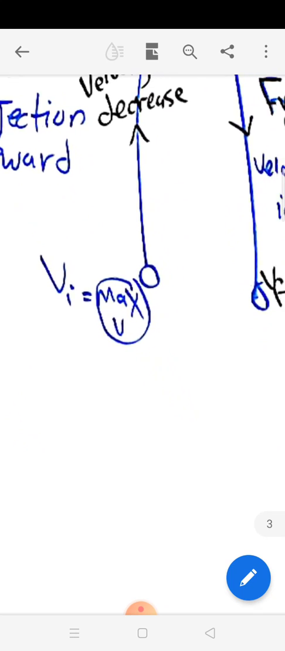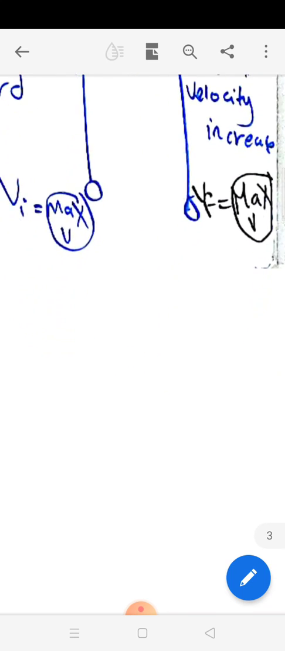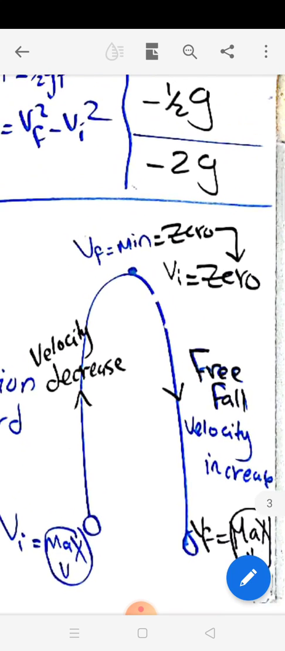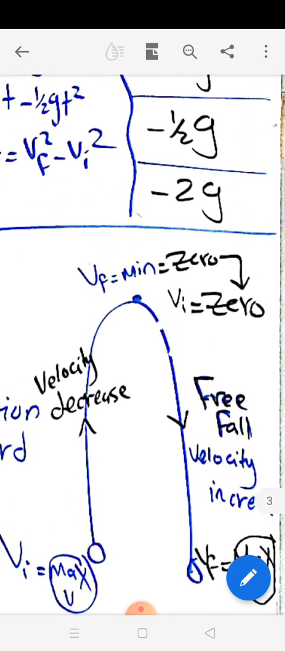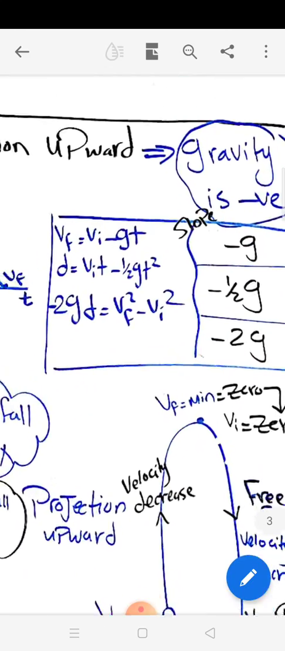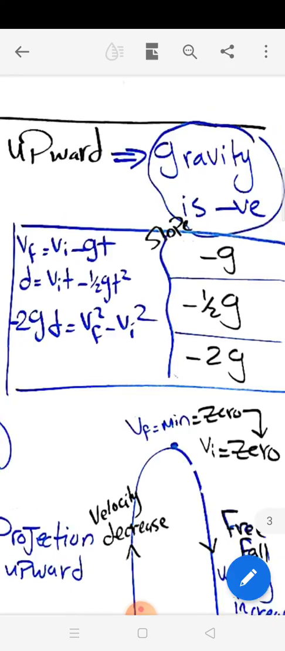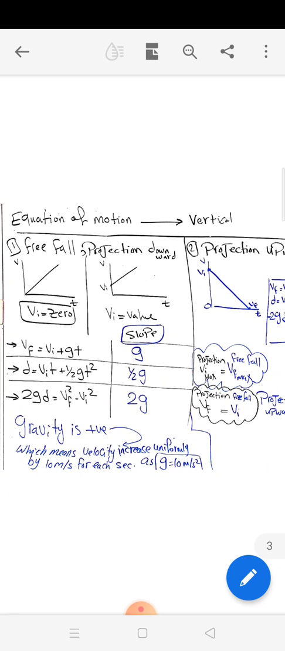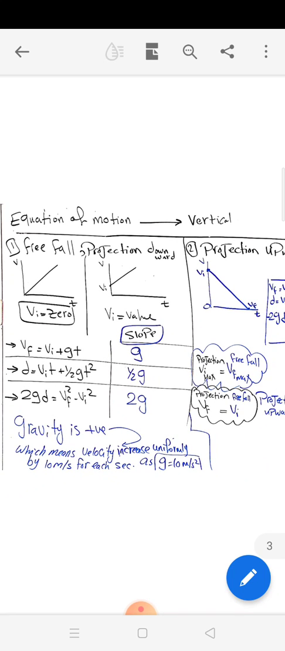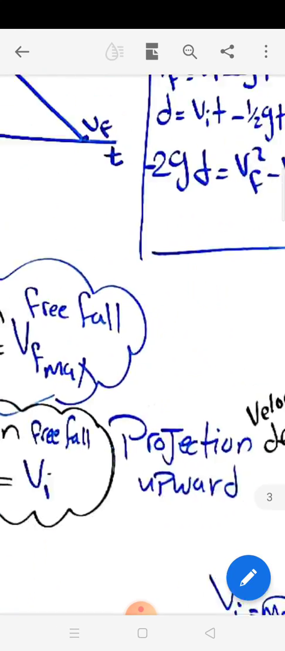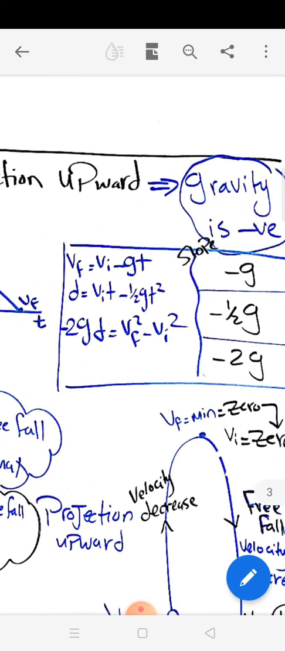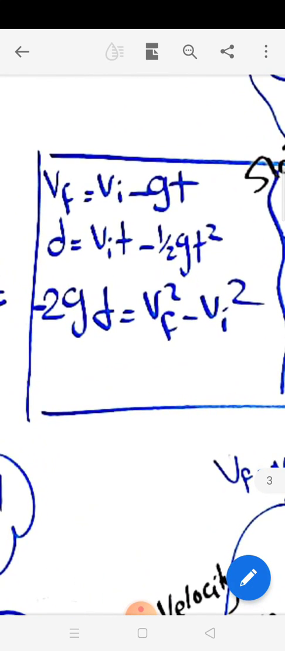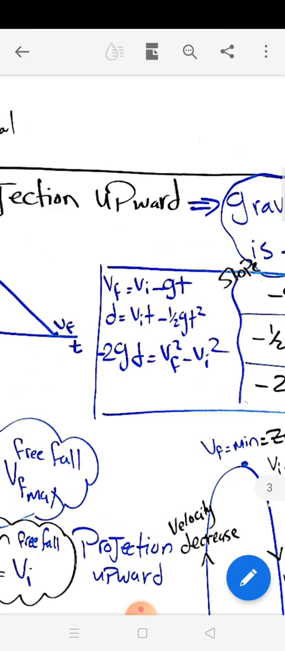The v initial and the v final in the projection and in the free fall are equal to each other, vice versa. You have to know that the gravity is negative in projection upward, and the slope is the same but negative. In the free fall or projection downward, the slope is g, half g, 2g. Here the same equations, but replacing the positive sign with a negative sign, so the slope is negative g, negative half g, and negative 2g, and also in the equations the negative will replace the positive when substituting the gravity.